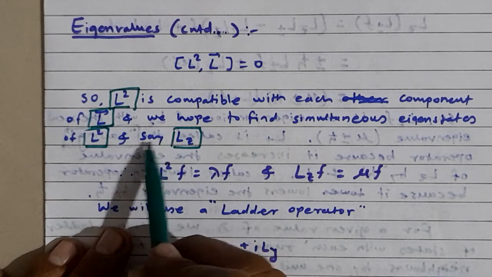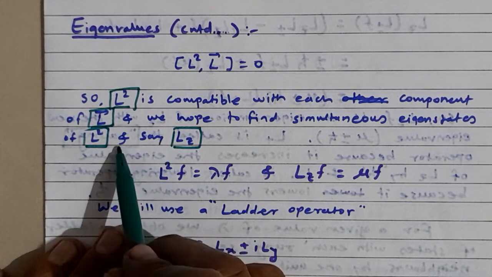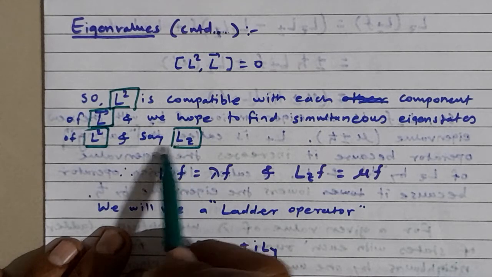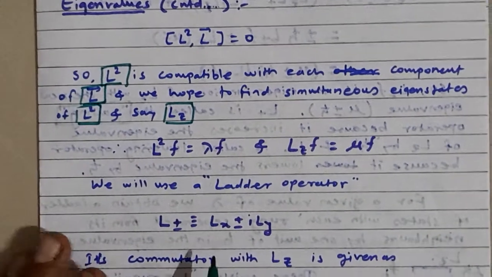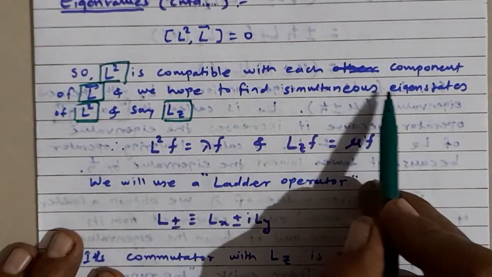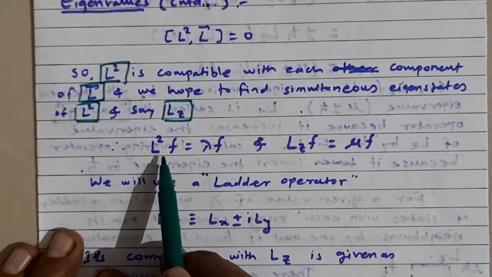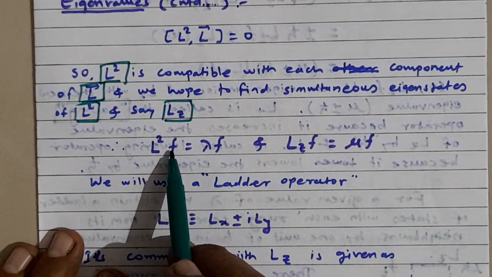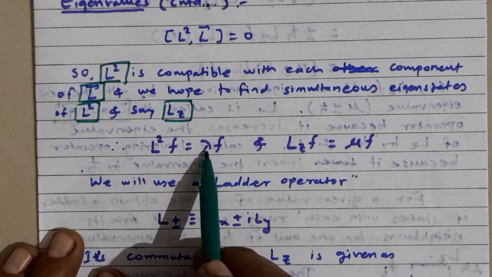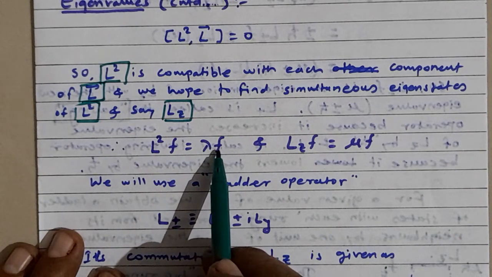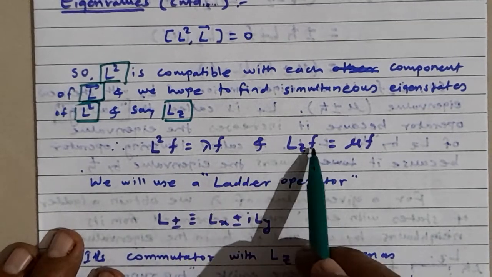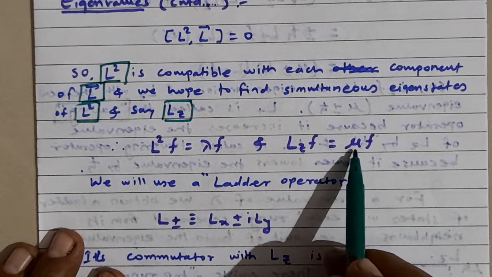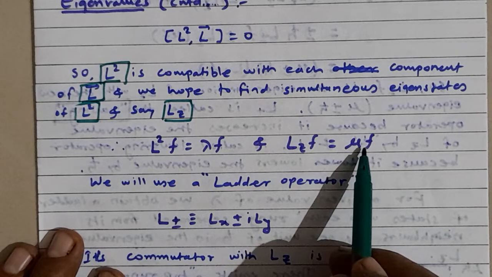We'll see in a moment why we have chosen the Lz component, and why not Lx and Ly. So we will have simultaneous eigenstates for them. When L² operates on some test function f, we get the eigenvalue λ times the function itself: L²f = λf. Similarly, when Lz operates on the test function f, we get another eigenvalue μ times f: Lzf = μf.